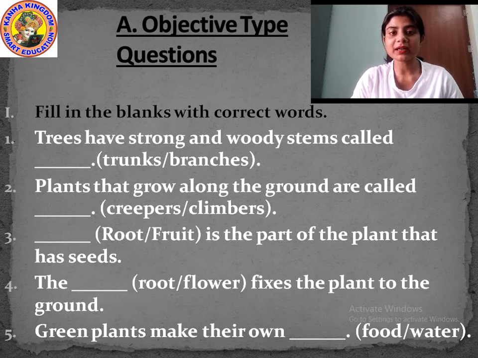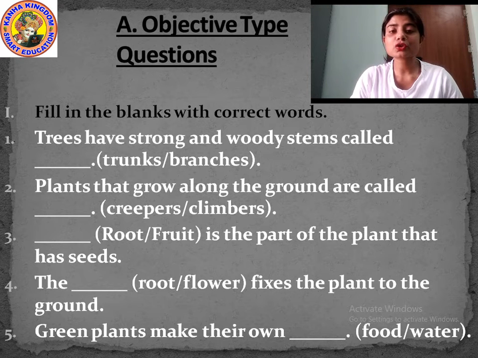C-R-E-E-P-E-R-S. Creepers. Okay. Then dash is the part of the plant that has seed. Which part of the plant has seed? The options are root or fruit. Which one? It is fruit. F-R-U-I-T. Fruit is the part of the plant that has seeds. S-E-E-D-S. Seeds.